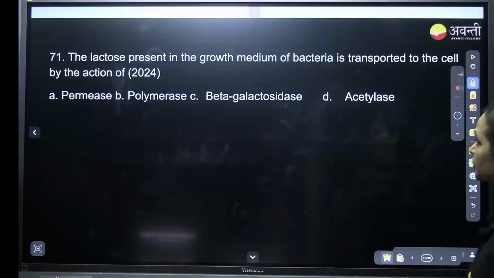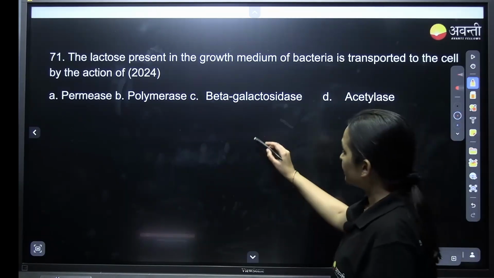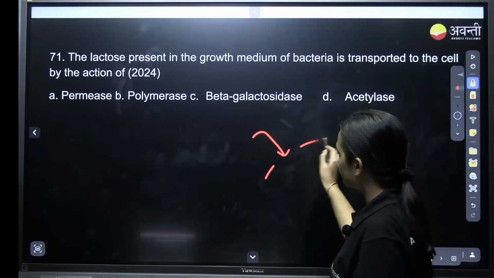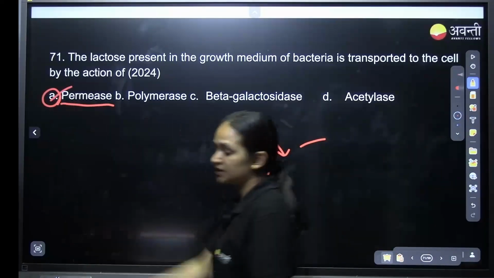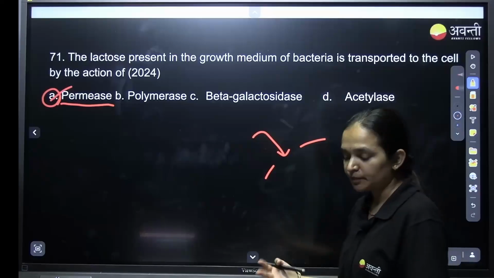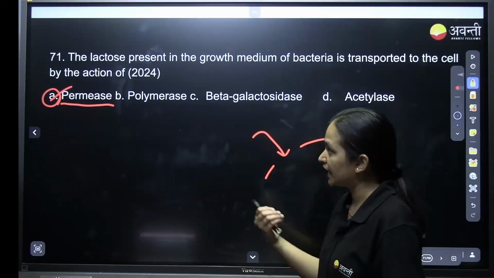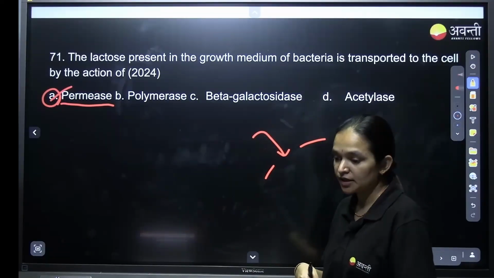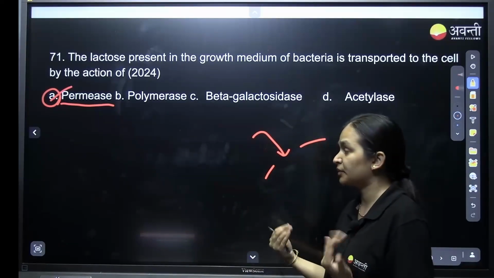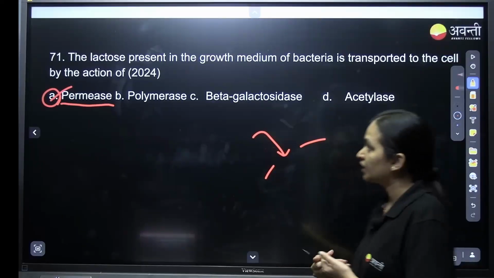The lactose present in the growth medium of the bacteria is transported into the cell by the action of permease. Permease gives the permeability to the lactose which is in the growth medium to get into the cell. Who gives the permeability? It is the permease. Understanding? A is the correct answer.